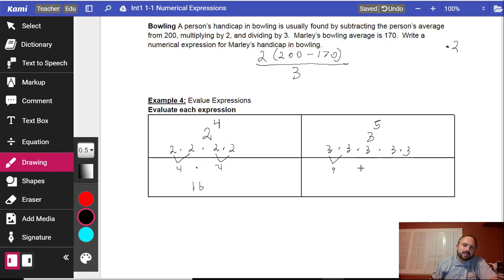If I multiply this out correctly, I would get 9 times 9 times 3. Well, let's evaluate further. 81 times 3. And what do we get if we multiply that? 3 times 1 is 3. And 3 times 8 would be 24, but it's 80, so it would be 243. There you go. Let's go on.